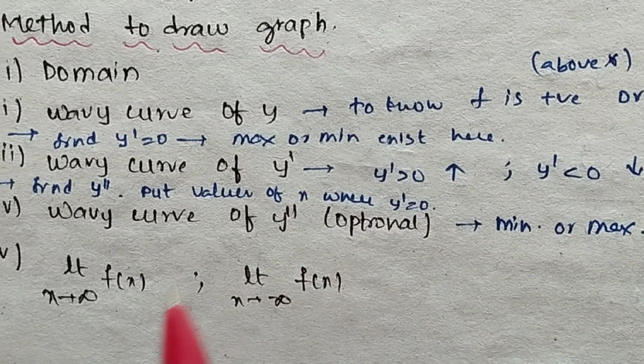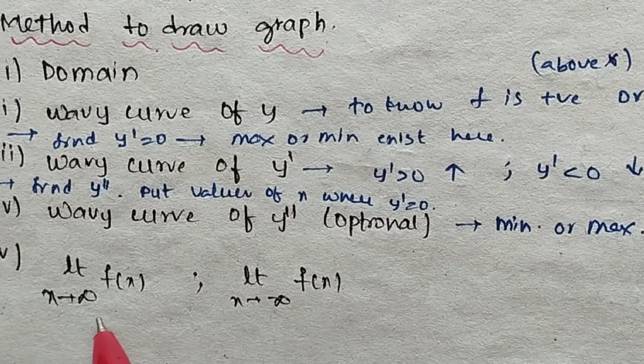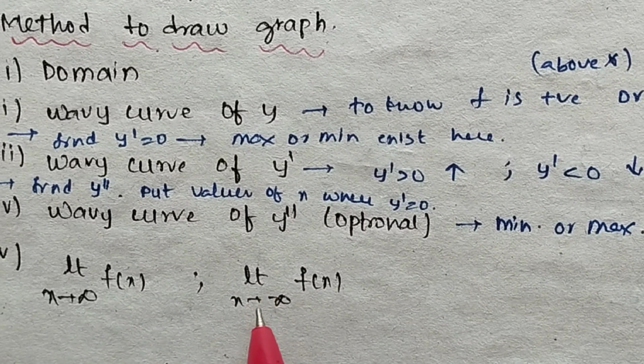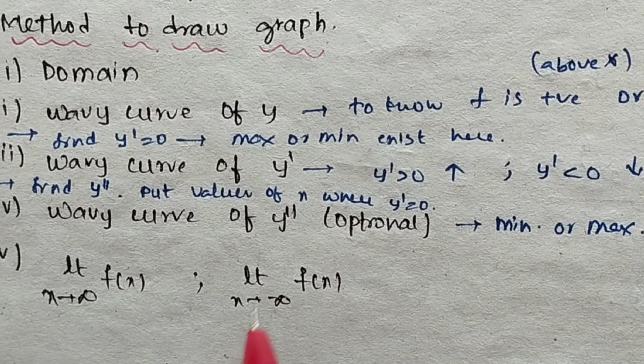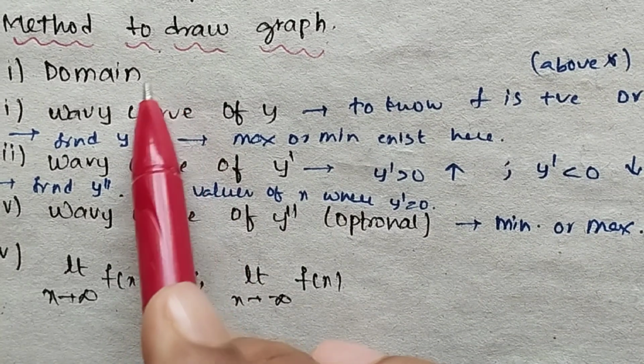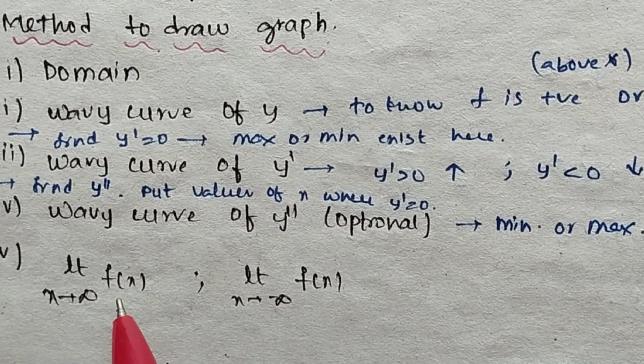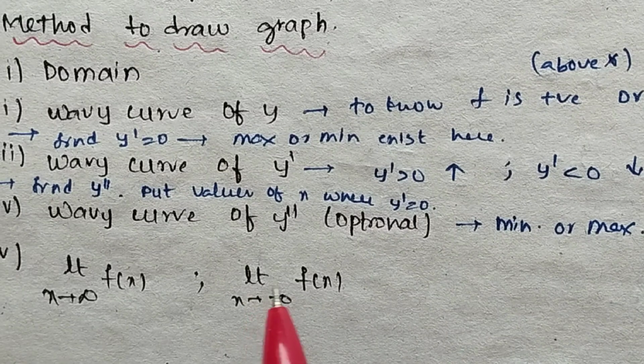Next, we have to find the limits of the function as x tends to positive and negative infinity, so that we know the value of the function at both extremes. And also, if there are any points where the function is not defined in the domain, it is better to find the limits at those points, both the left hand limit and the right hand limit.